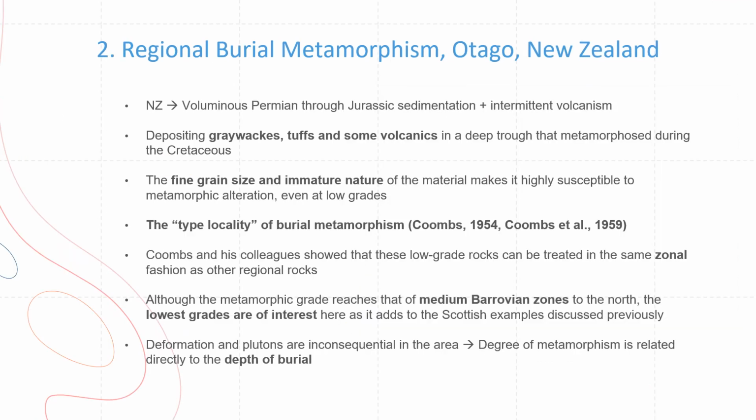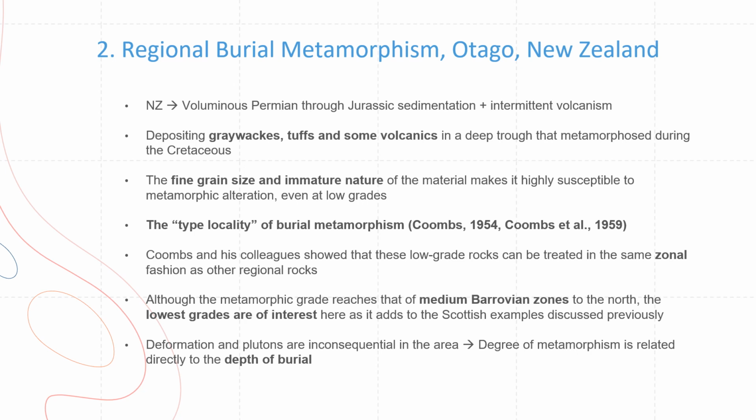So that was the Barrovian sequence. Let's now move on to our second example, which is regional burial metamorphism in Otago, New Zealand. So in New Zealand, they've got voluminous Permian through Jurassic sedimentation with intermittent volcanism.